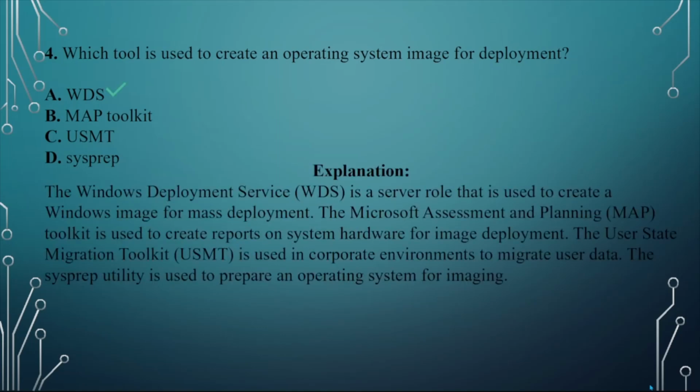That would be A. WDS, which stands for Windows Deployment Services. So that is a server role that is used to create a Windows image for mass deployment.